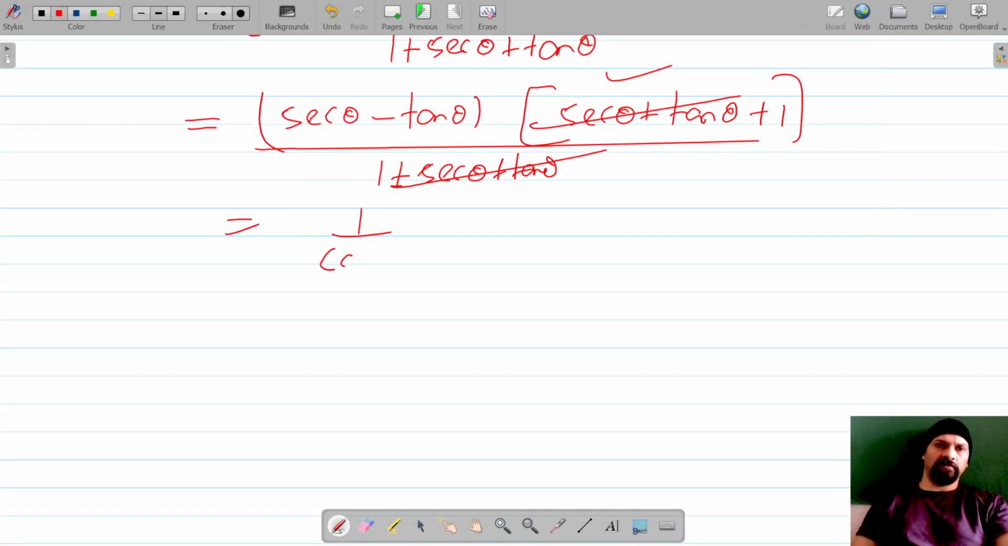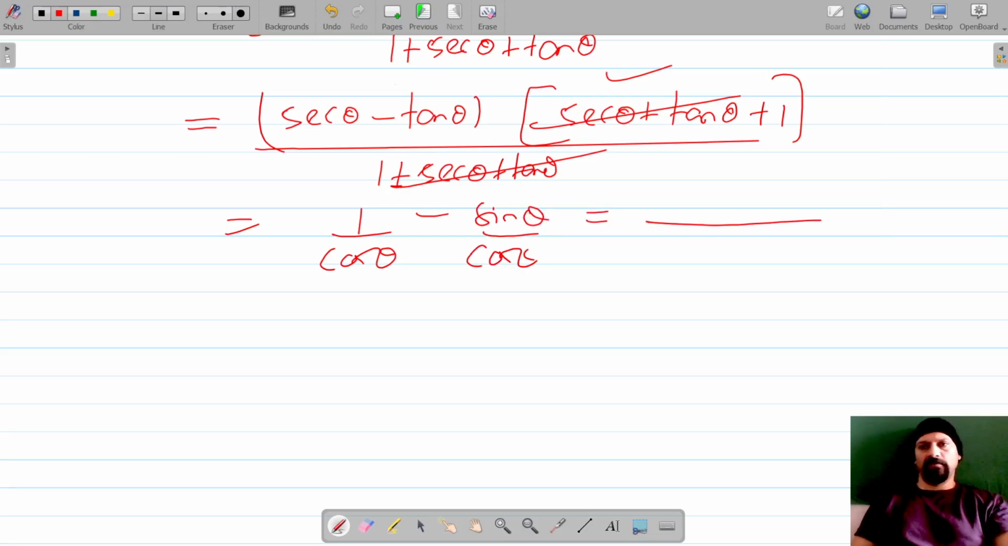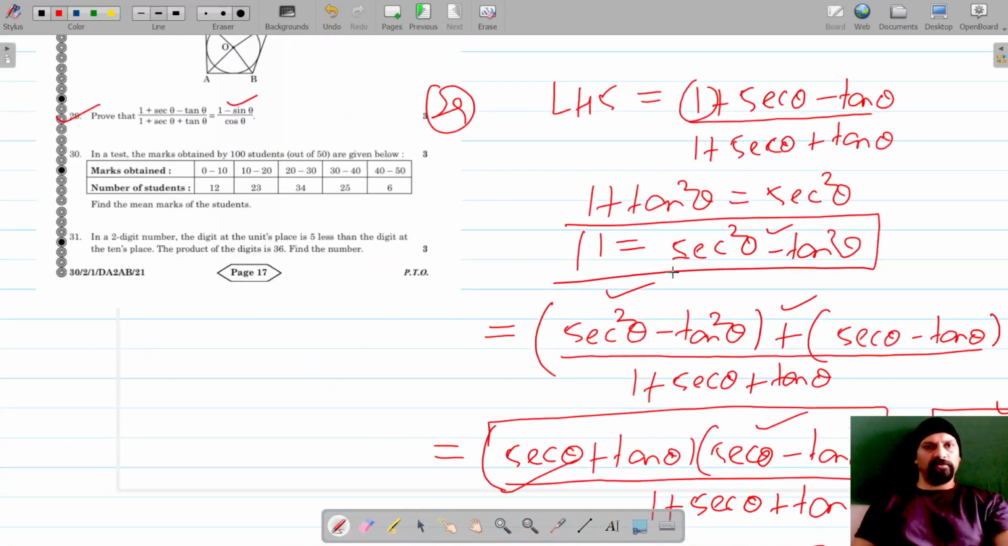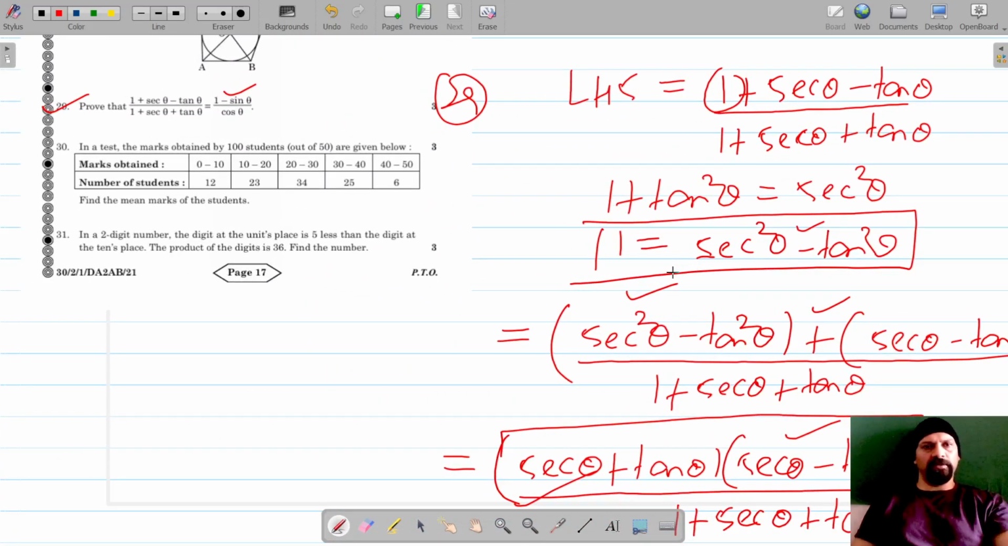So secant theta is 1 by cos, and tan is sine by cos. So taking LCM will give us the RHS of the identity. So this is 1 minus sine theta by cos theta. Moving on to next question, where we have to find the mean marks of the students.